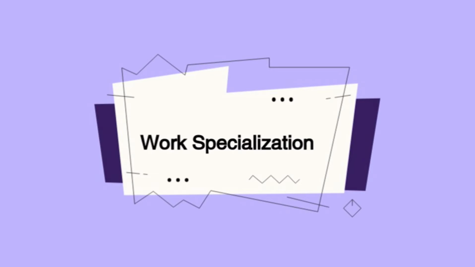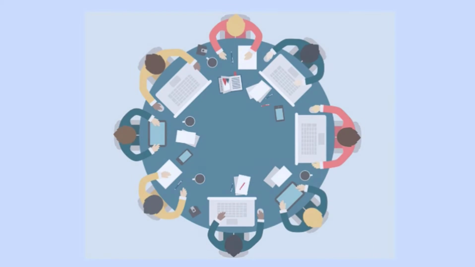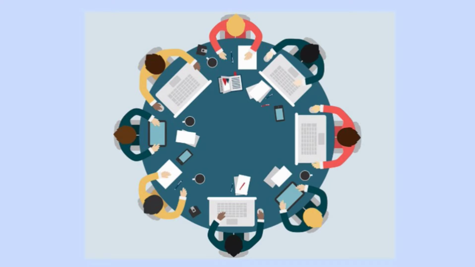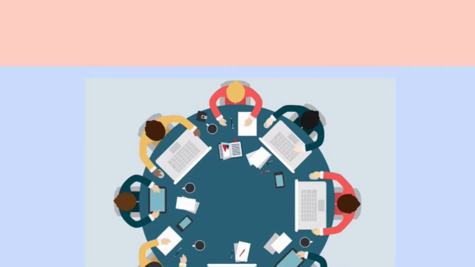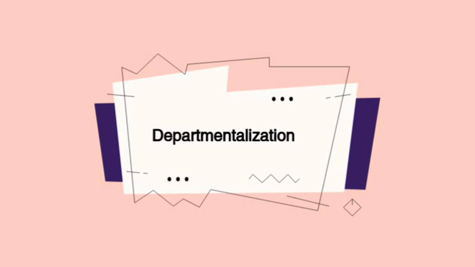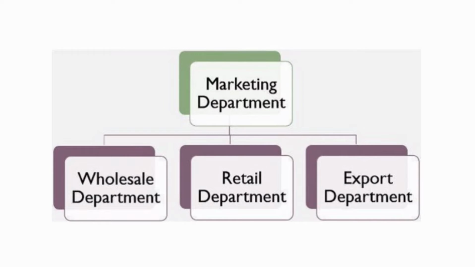First is work specialization. The degree to which tasks in the organization are subdivided into separate jobs. The division of labor and the early auto assembly plants in the US are examples of this. The second one is departmentalization. This is the basis by which jobs are grouped together. The most common way of doing this is by function. Example, marketing.